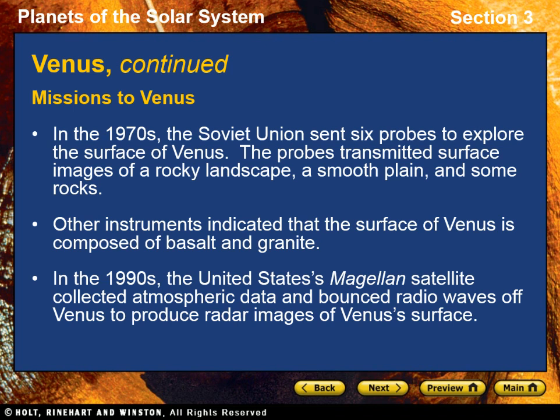The United States' Magellan satellite orbited Venus for 4 years in the 1990s before the satellite was steered into the planet to collect atmospheric data. Magellan also bounced radio waves off Venus to produce radar images of Venus's surface.